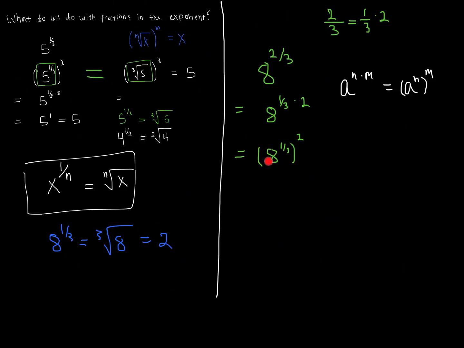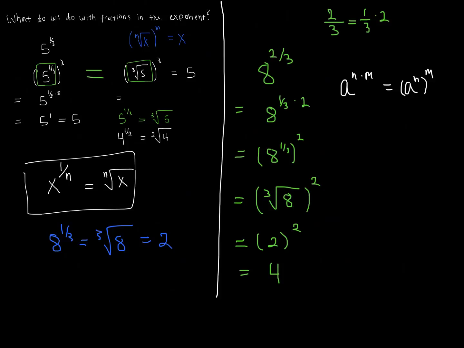And now I know what 8 to the 1/3 is. Right? I know that 8 to the 1/3 is the cube root of 8, and now I'm squaring that. And this I can get a hold of because I know what the cube root of 8 is. I know a number that I can multiply by itself 3 times to get 8. That's just 2. I'm squaring that, and 2 squared is 4. Okay? So this takes advantage of another key rule that we want to remember.